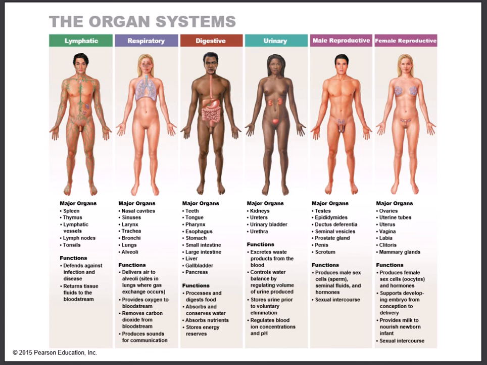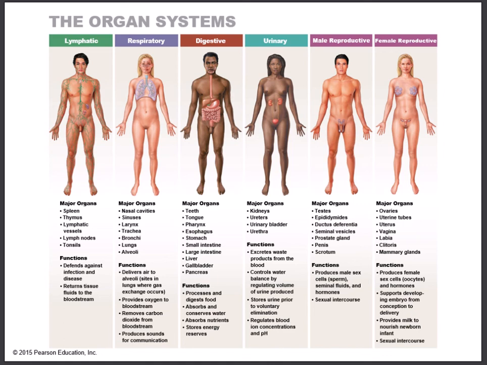The digestive system, right? So some of the major organs: teeth, the tongue, the pharynx, which is the throat, the food tube, which is known as the esophagus, the stomach, our large and small intestines, and some accessory organs: the liver, the gallbladder, and the pancreas. All of these are necessary for digestive functions.